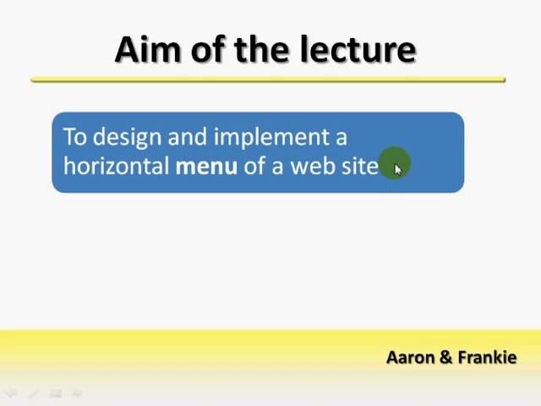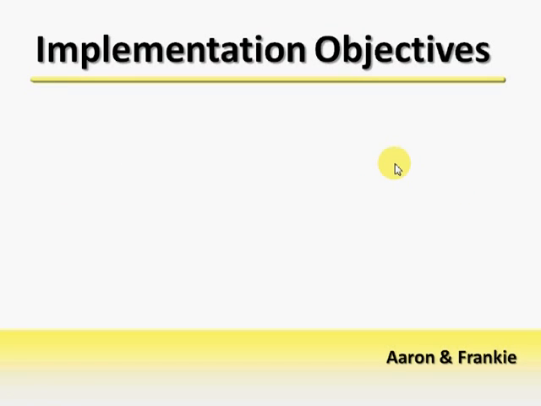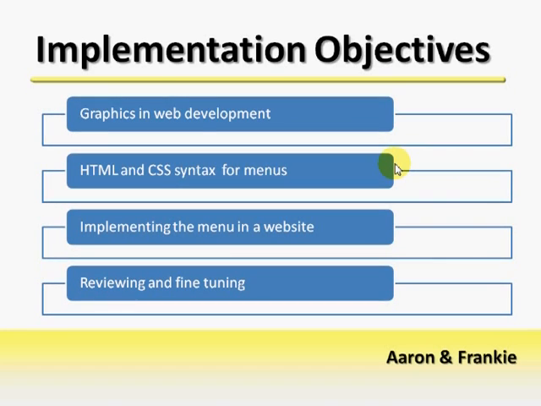Okay, let's go over the implementation objectives. At first, we'll review the graphics that I usually use in web development, the file types that are usually used in web development. Then we'll go over the syntax, which is HTML and CSS. These are two different presentation languages used in web development. Then we'll literally implement the menu in a website using a web development tool, and then we'll just review and go over what we've done.